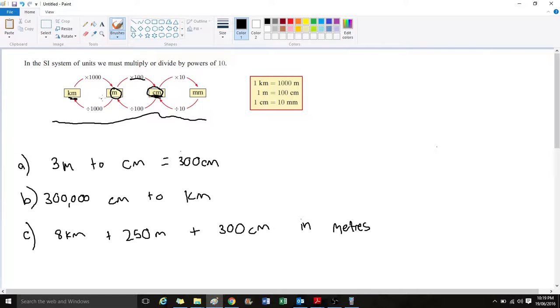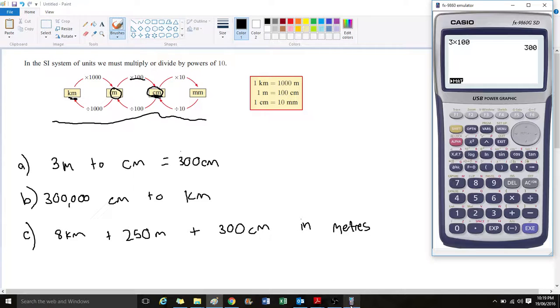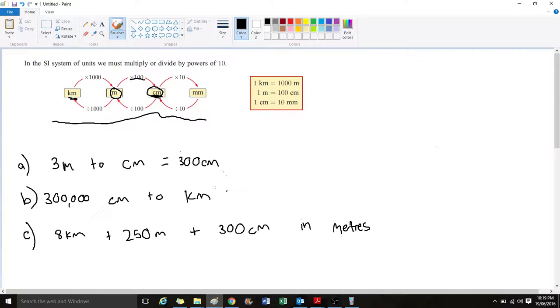Now there's 2 steps here. We need to first divide by 100 and then divide by 1,000. So you might want to use your calculator for this one. We're at 300 and we have to divide by 100. Let's calculate that one first, and then we have to divide by 1,000. So if we're converting 300 centimeters to kilometers, it's equal to 3 kilometers.